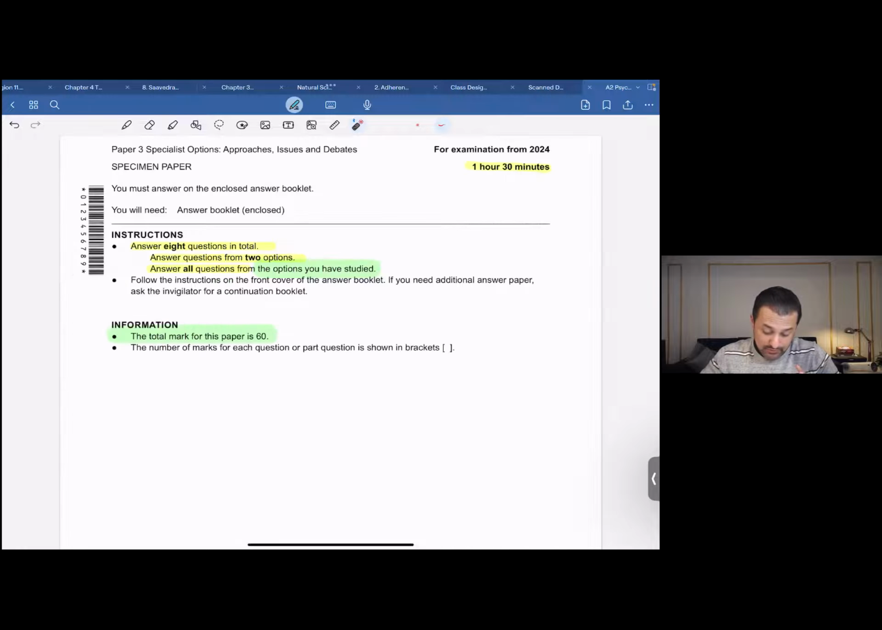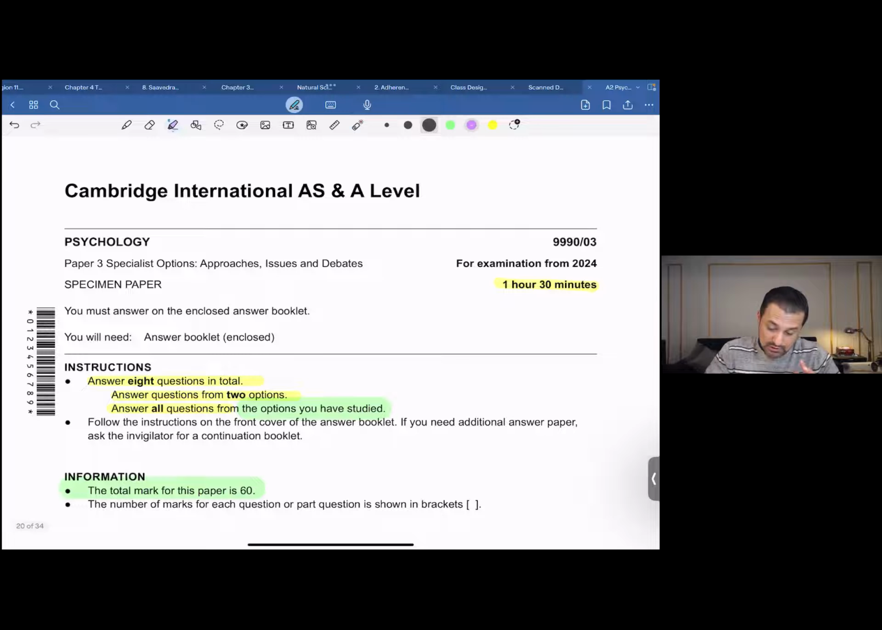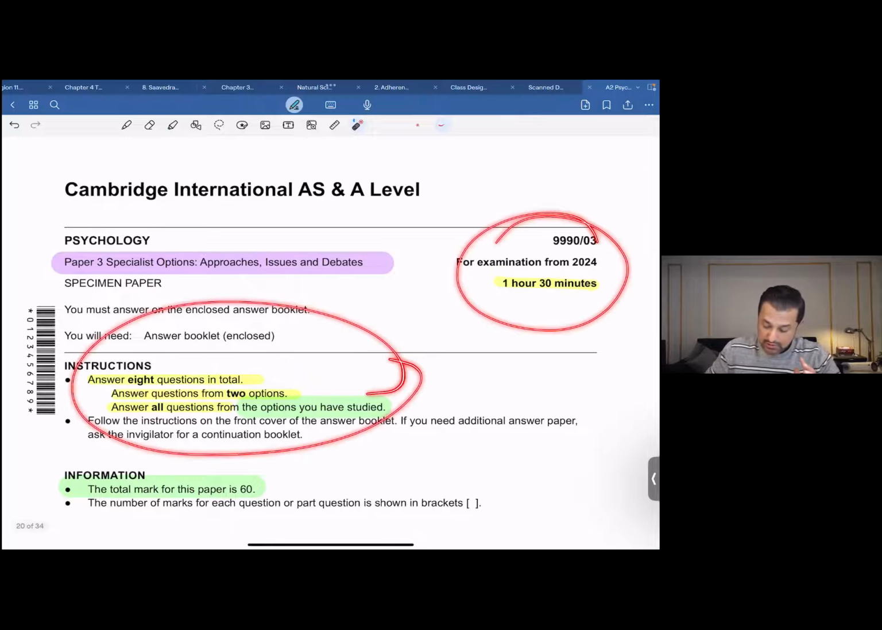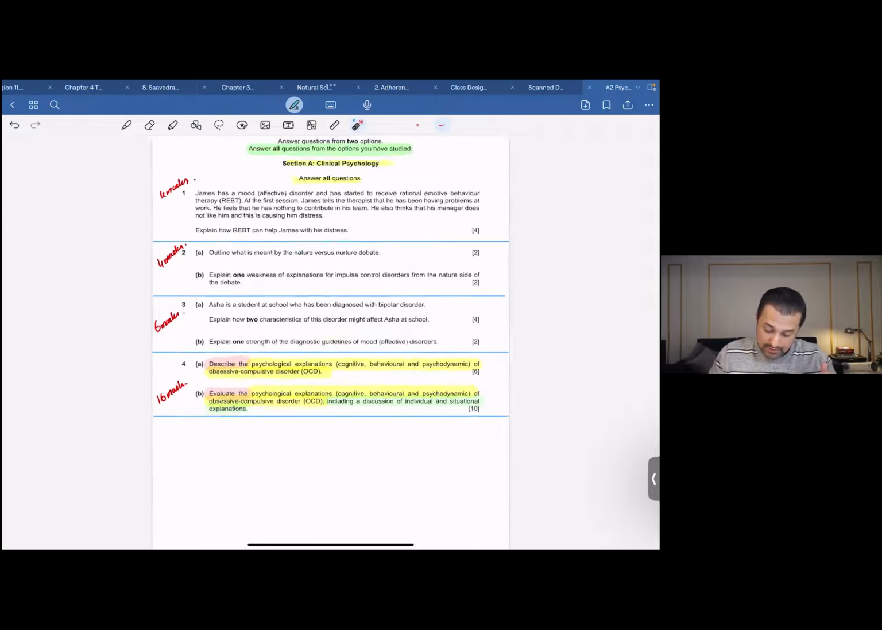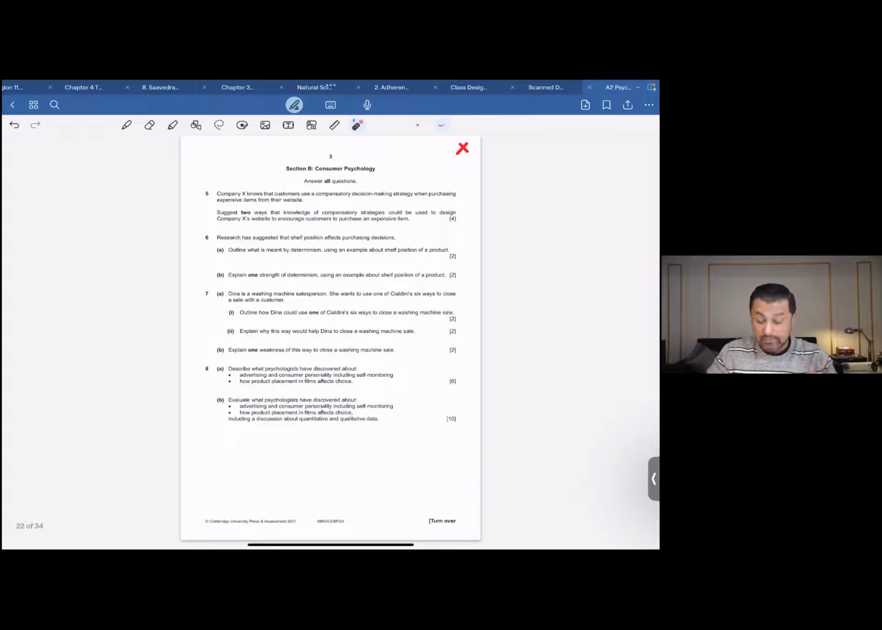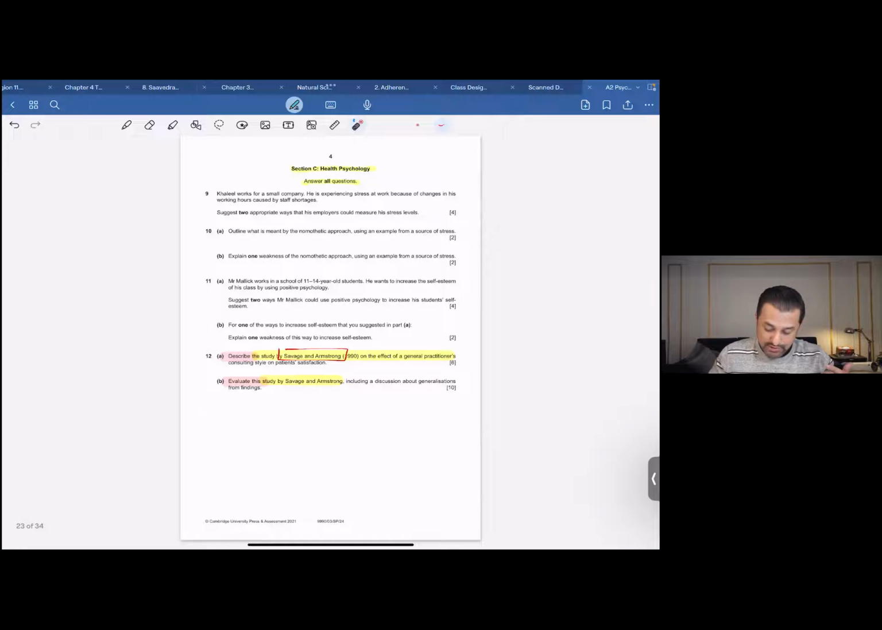So this is what paper 3 looked like. I had shown this to you a little while back. A quick recall, and we move on. So you attempt questions from clinical. If you've studied clinical psychology, you attempt this question, this question, this question, and this question. And for consumer psychology, if you haven't studied it, you might as well just skip that page. Health psychology, so is the case.